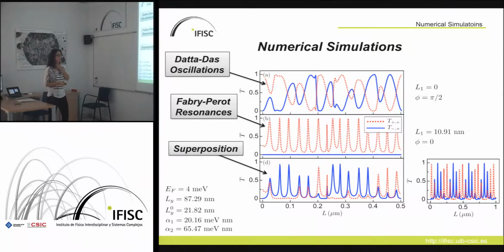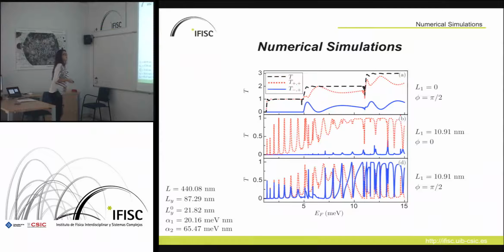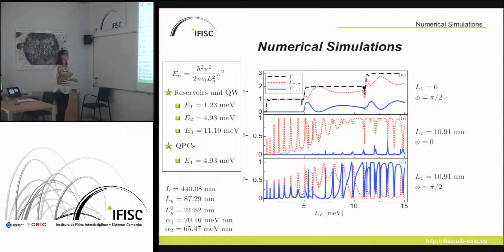And here we can compare, and we observe that it's very different. Then, finally, we want to extend our analysis when we tune the Fermi energy. In the first case, we also want to see the Datta-Das spin precession effect, and we take L1 equal to 0 and observe that the total transmission is approximately quantized when a new channel is open. These are the energies when in the reservoirs or in the QPC a new channel is open.